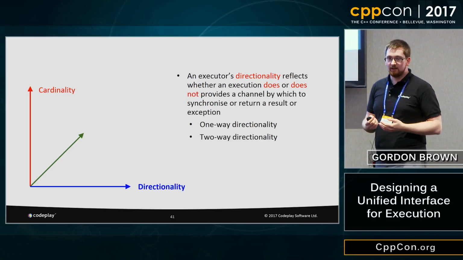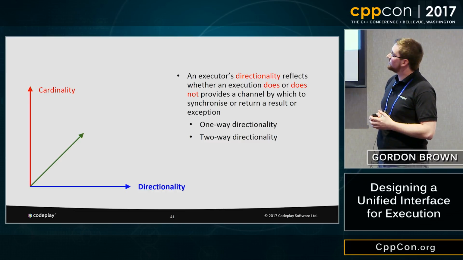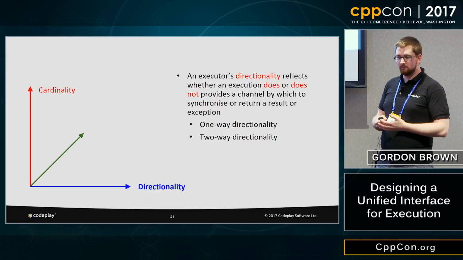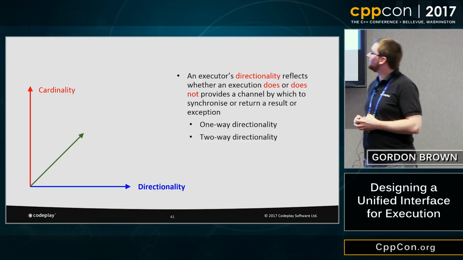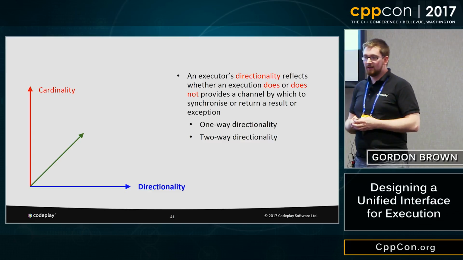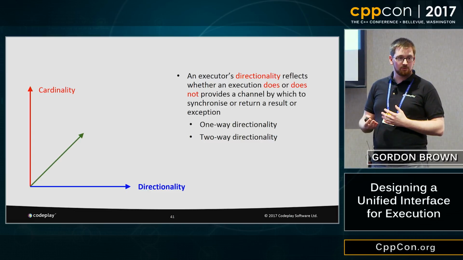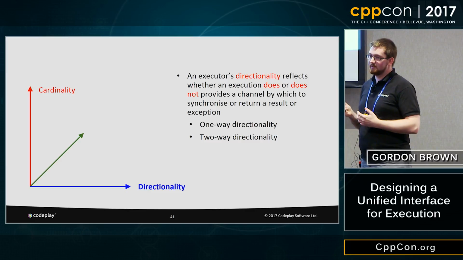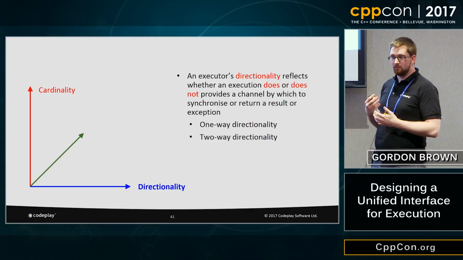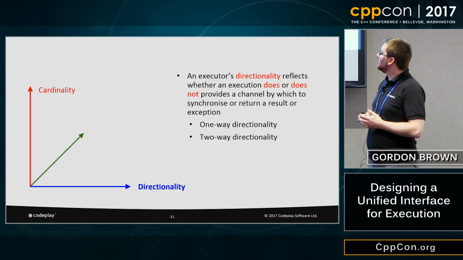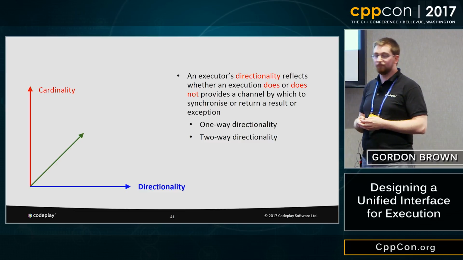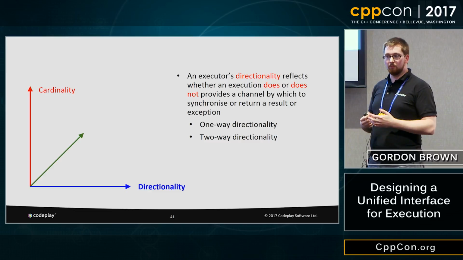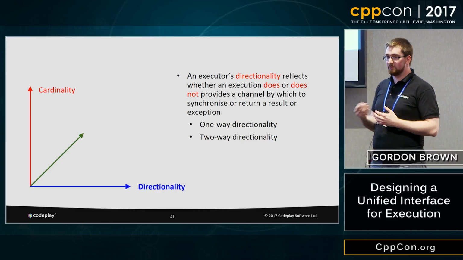The next property is directionality. This property describes whether or not your execution function provides a channel for returning a return value or an exception, as well as synchronizing with the work. These are called one-way directionality and two-way directionality. Essentially, this boils down to whether or not your execution function returns a future. The one-way directionality use case came from the networking TS, where it was important to be able to do fire and forget execution, where you launch the work and the work is handled by the receiver. You don't necessarily need to synchronize on it. The two-way directionality use case came from things like async, which needs to be able to return a future, or parallel algorithms that need to have a return value.